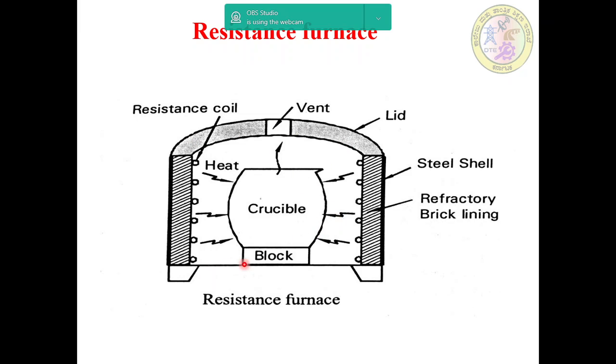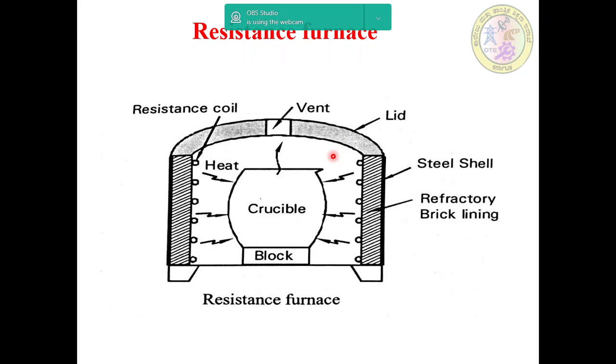Current is switched on. The temperature of the furnace is controlled by a temperature controller. The melting starts slowly. After completion of melting, the lid is opened. You can open this lid on any one side or both sides, and then the crucible is taken out for pouring.